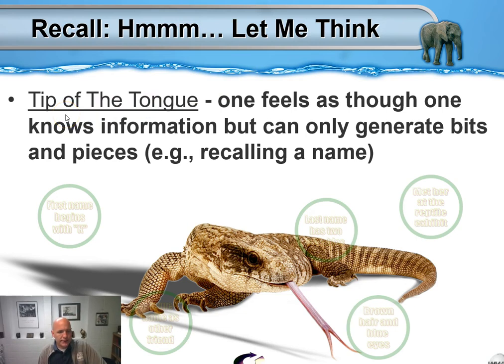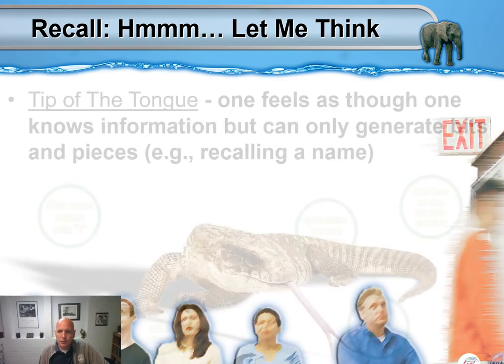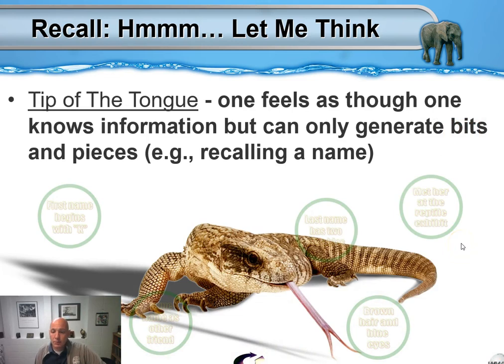The problem here is something called tip of the tongue memory. One feels as though the information is known, but it's not retrievable. You can only generate bits of the information. So for instance, what we found through research is that individuals can usually communicate the meaning of a word and the syllables of the word and what the word starts with, but they can't actually give the word.